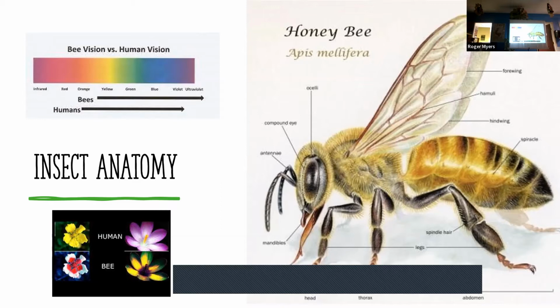And then finally, you have the abdomen. On the abdomen, you have spiracles, which we'll talk a little bit more about. Bees don't have lungs like we do. They don't have a closed circulatory system, so they don't have veins and arteries like we do. They have an open circulatory system. So this is where they breathe.